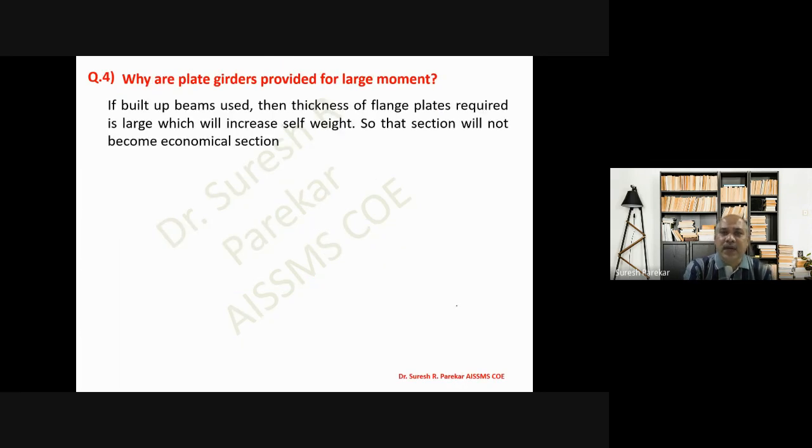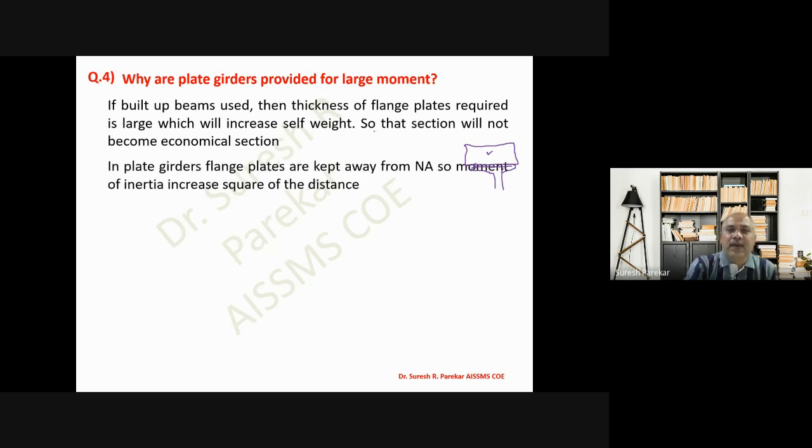Why are plate girders provided for large moment? Because in built-up beams, as we require more ZP, if we go with built-up beams, the number of plates required on the compression flange will increase. So the required plate dimension will be very large, and due to this the self weight of the built-up beam increases, which is not economical for this large moment, and therefore we go with plate girders.